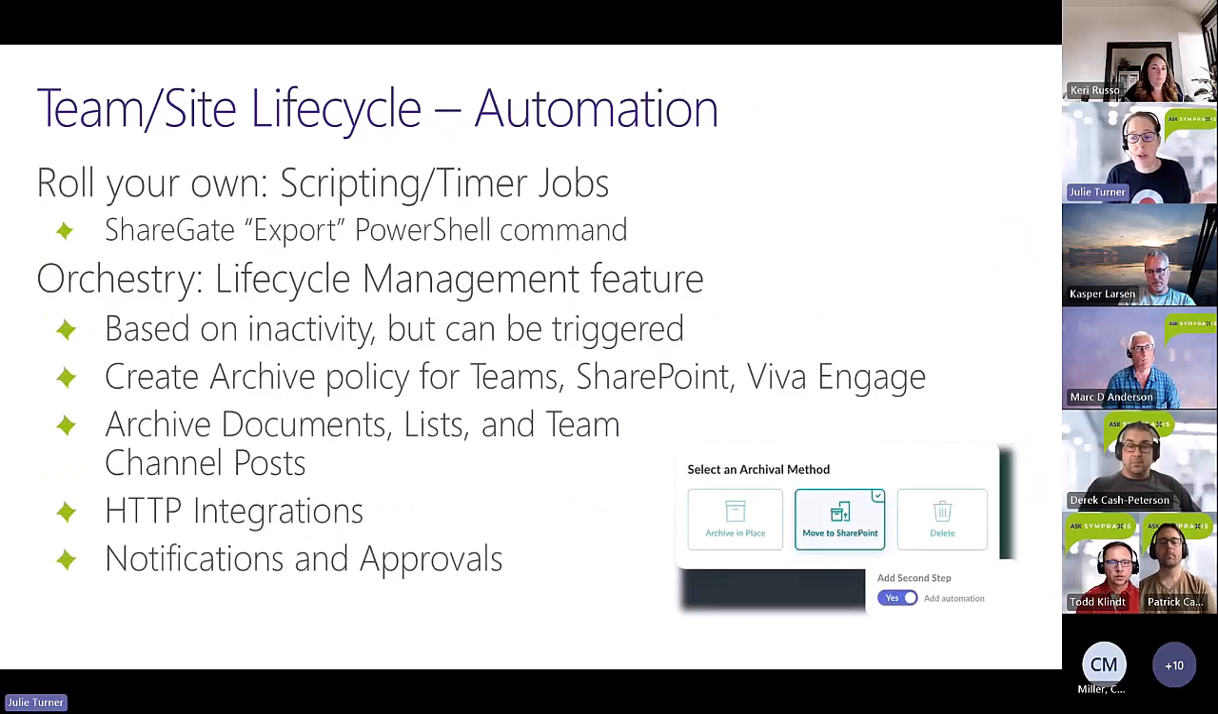In addition to that, we sort of talked about the level 500 maturity of code, custom code. And so I just wanted to talk through that idea of roll your own and what you can do. So from the perspective of scripting and timer jobs, from a third-party perspective, you can use ShareGate's export PowerShell command. That export essentially takes all the SharePoint lists and exports them to Excel, and takes all the files and puts them in their folder structure from the site that you exported from.